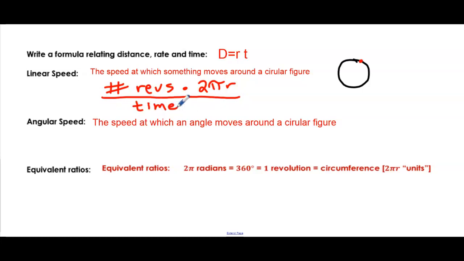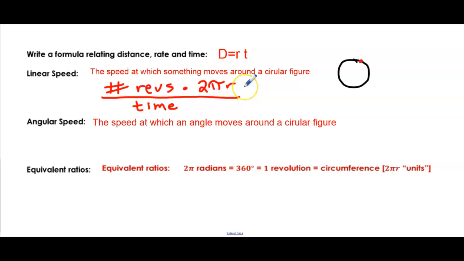So for example, if it says that something makes 4 revolutions per minute, then it would be 4 times our circumference over 1 minute. And then you adjust based on the problem. If they give you number of revolutions per minute and they ask you for the speed in seconds, then all you do is adjust your time. And whatever unit the radius is given in, that's the unit that your numerator is going to be in.